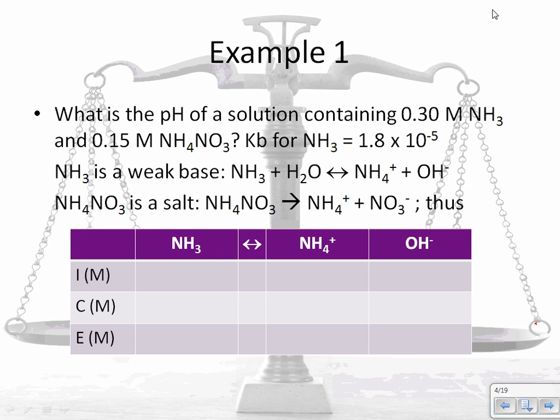So, let's look at this example. What is the pH of a solution that contains 0.3 molar ammonia and 0.15 molar ammonium nitrate? The Kb for ammonia is 1.8 times 10 to the negative 5. I looked that up in the back of the text for you.